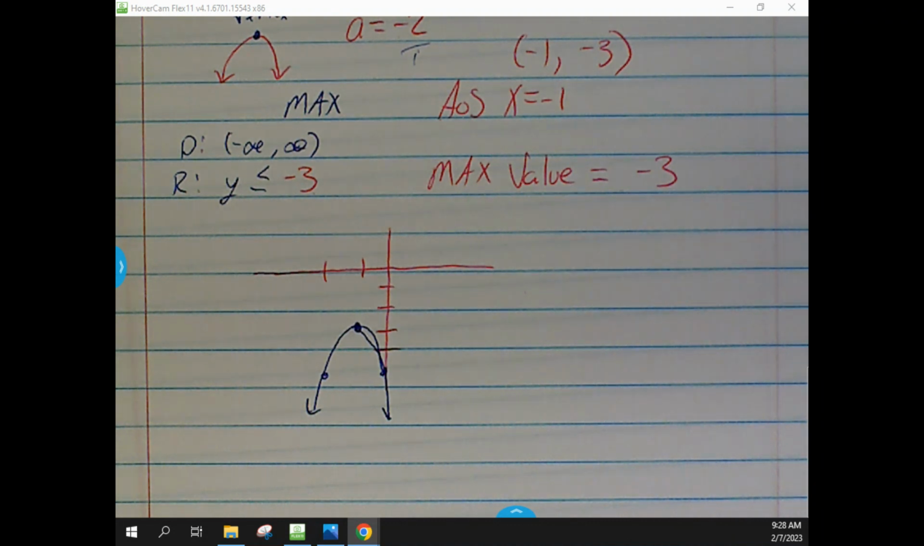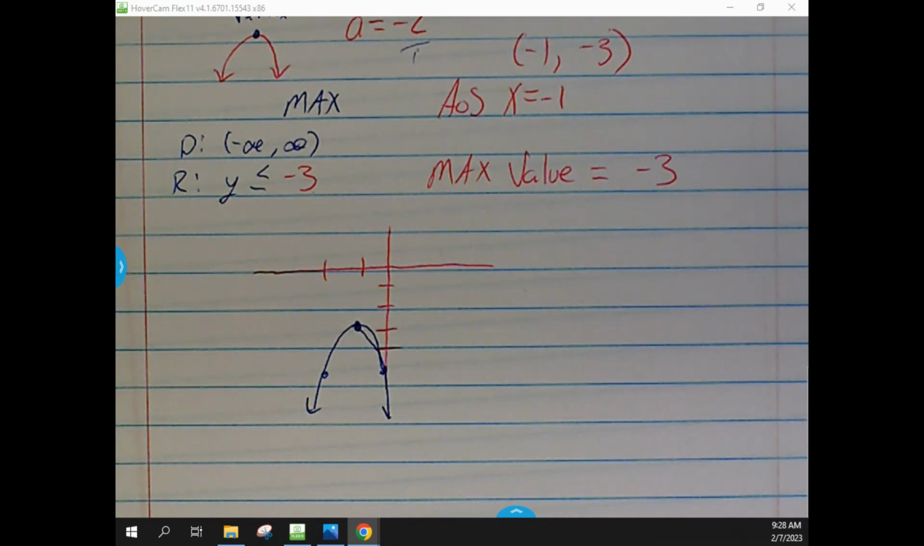Okay. If they add, and again, 50-50 on these. Sometimes they ask you for the axis of symmetry. Sometimes they don't. This one, we're not going to do it because sometimes they don't ask you to. All right, last one. Worst case scenario.